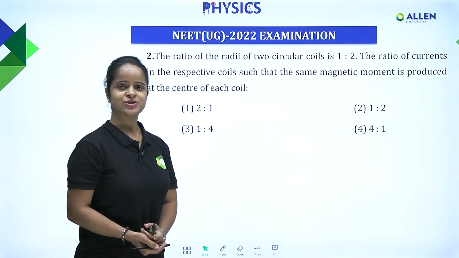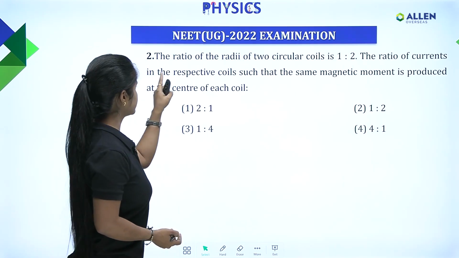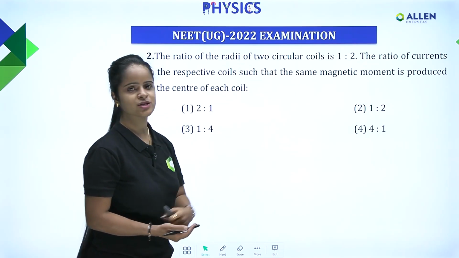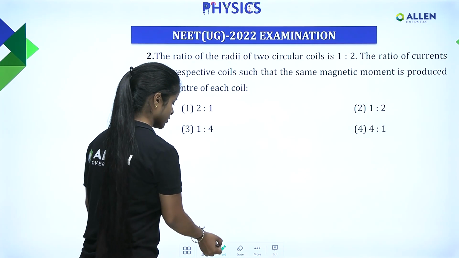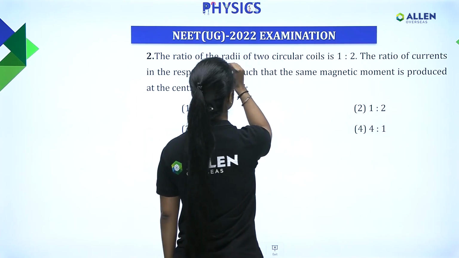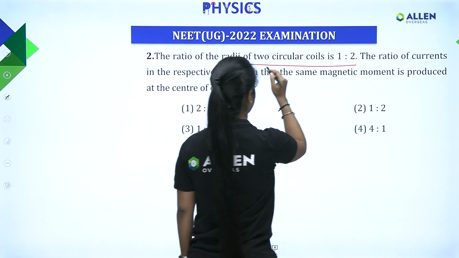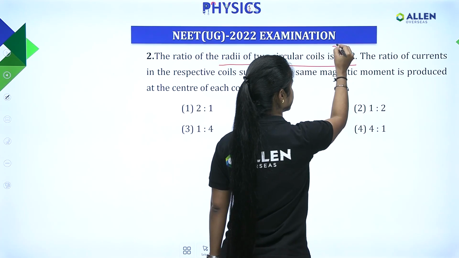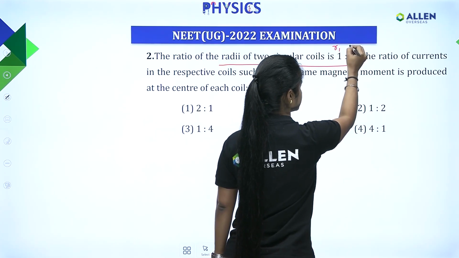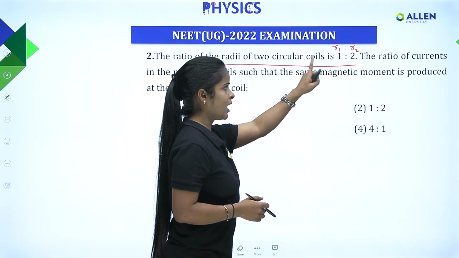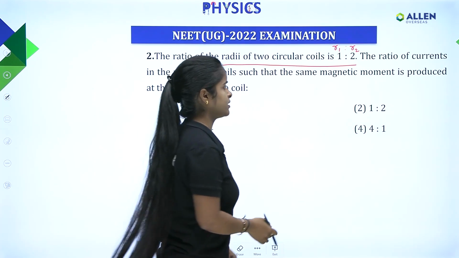Here is question number 2. The ratio of the radii of two circular coils is 1:2. So according to the question, we have the value of the ratio of radii of two circular coils, 1:2. So we may also write here R1 is to R2 equals 1:2, where R1 is the radius of the first coil and R2 is the radius of the second coil, right?